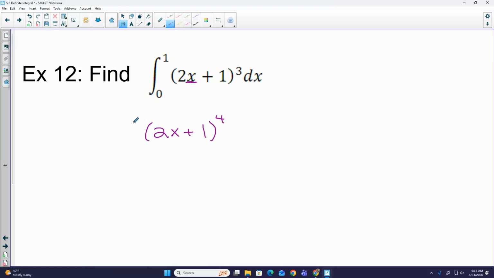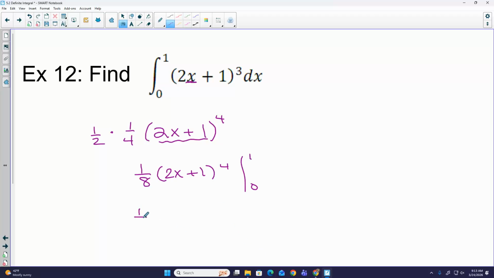So what would have to go in front? 1/4. All right, so chain rule: 4 comes down, so those cancel. Inside stays the same, subtract 1 from the power. But then I would have to do times the derivative of the inside. What's the derivative of the inside? 2. So what do I need to cancel that? Okay, so my antiderivative is actually 1/8 times 2x plus 1 to the 4. Does everyone understand how I got there?